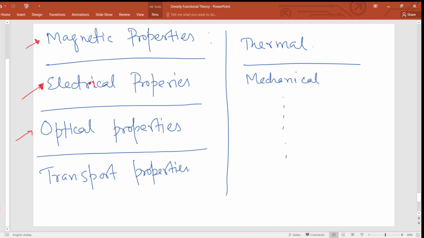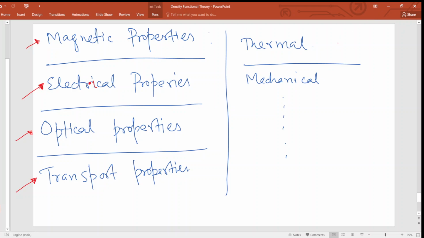Next, you can get to know a lot about the optical properties. For example, whether this material is UV sensitive or IR sensitive, and then the refractive index, the optical conductivity, and the dielectric constant. There are many things you can actually estimate. Then transport properties you can also estimate, and this transport could be electrical transport or thermal transport.